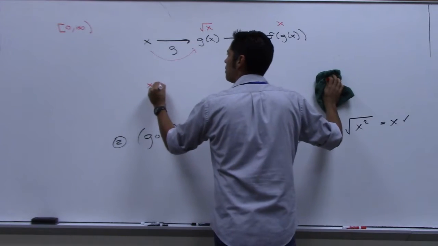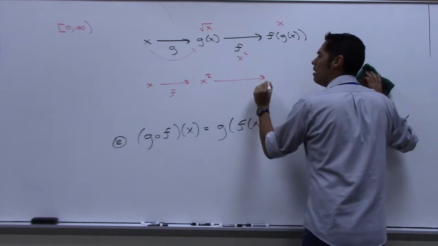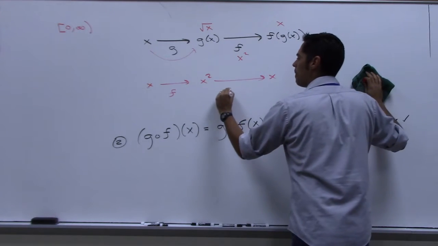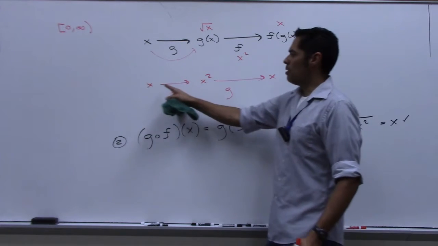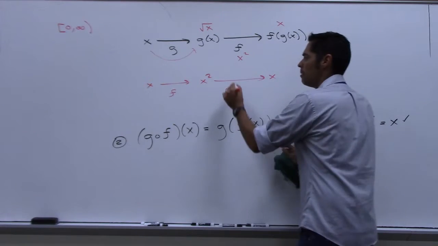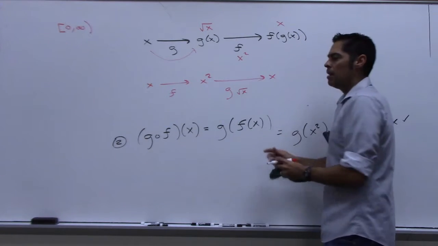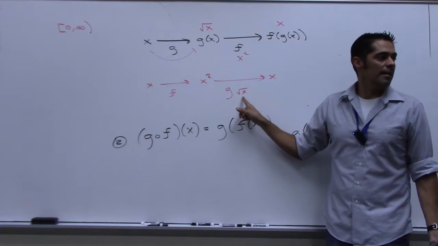This one, x goes through f, comes out x squared, comes out x, doesn't it? Is there a restriction going from here to here? No, because you can square any number. That's no big deal. But remember, g is square root, isn't it? We need to make sure that whatever we're sending through, it just can't be negative, can it?